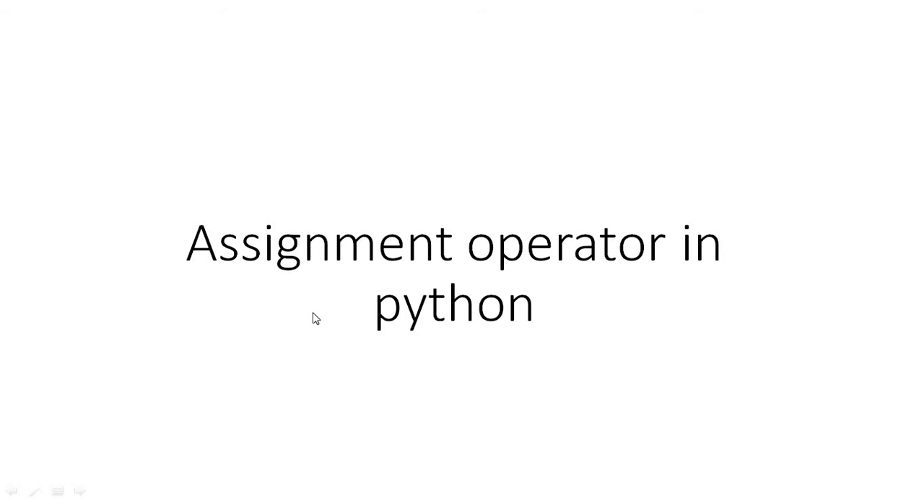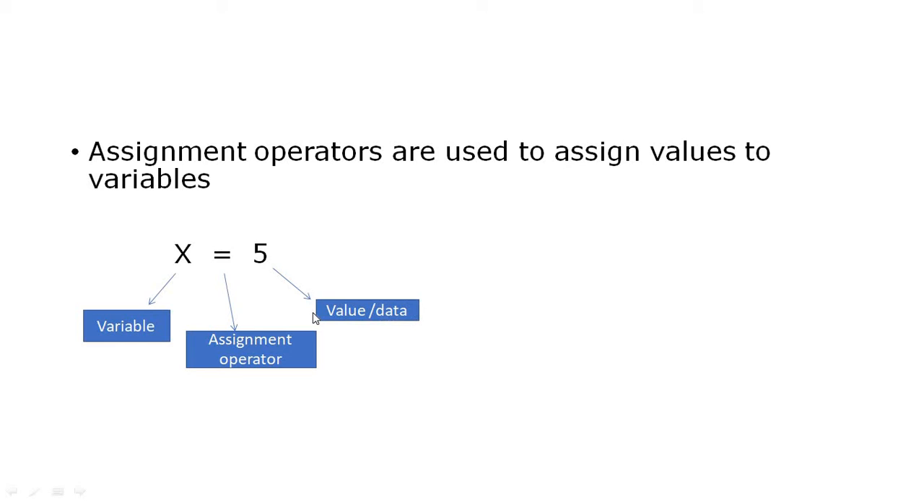Whenever we want to assign some value to a variable, we use an assignment operator. In our code, whenever we say x equal to 5, x is my variable, 5 is my value or data which I want to store in my variable. There comes the assignment operator. Assignment operator does this job. It will store the data or value in the variable I have assigned.